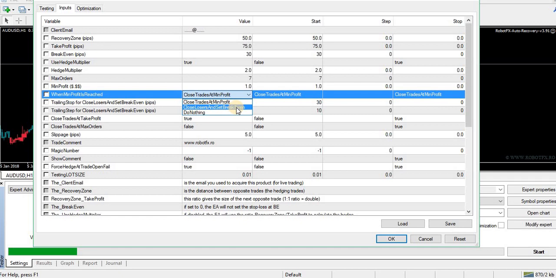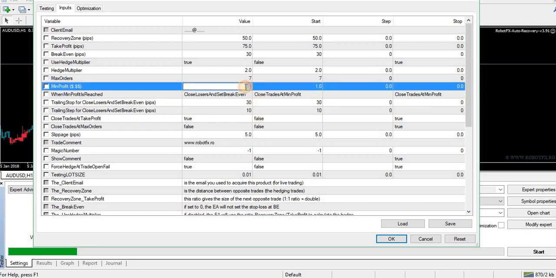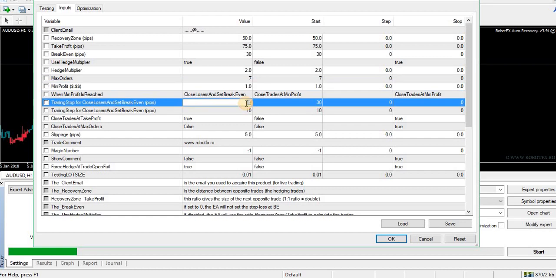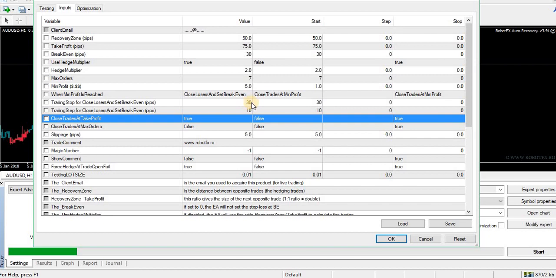If we set the close losers and set break even, then the expert advisor will, as I said, close the losing trades and trail the winning trades. And we want a trailing stop, not too big, not too small, just enough to trail the price. And I'm going to set the minimum profit to 5.